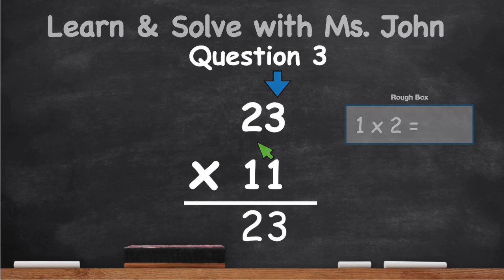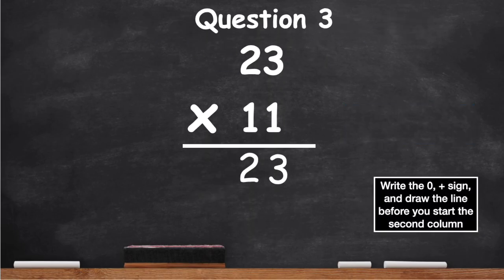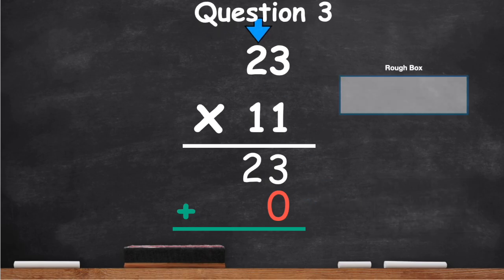So now we're going to do the tens column. But first, we must write a 0 underneath the 3, a plus sign, and draw the line before we start. This just helps us to get organized. So what we're first going to do now is this tens column.